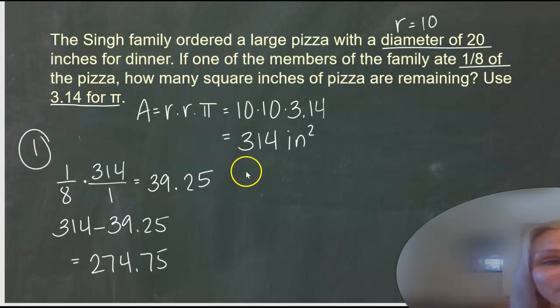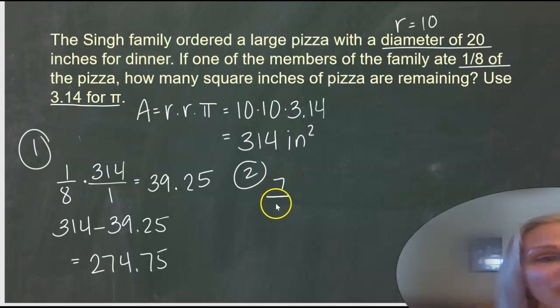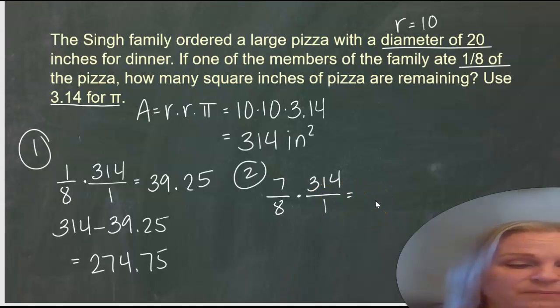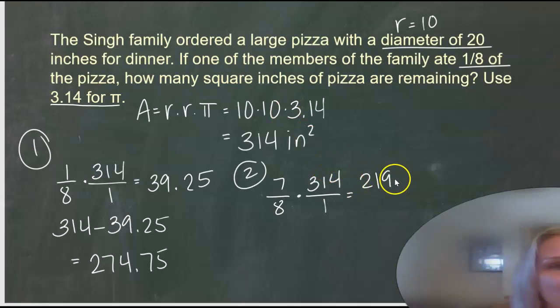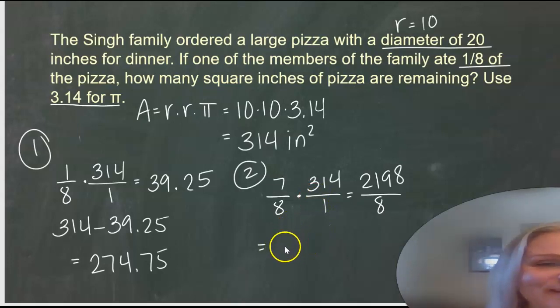Method number 2 is using fractions. If 1/8 is gone, that means 7/8 are left. So we could do 7/8 times 314, right? So 314 times 7 is 2198. And then on the bottom, we would have 8 times 1. And then let me divide by 8. And I get, thankfully, predictably, I get the same answer.